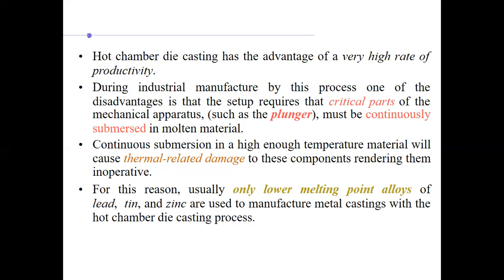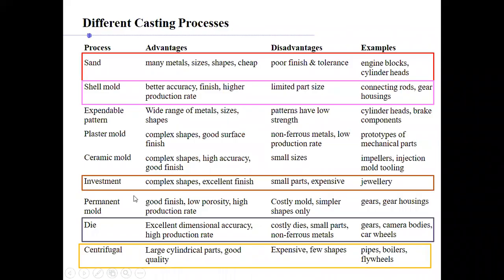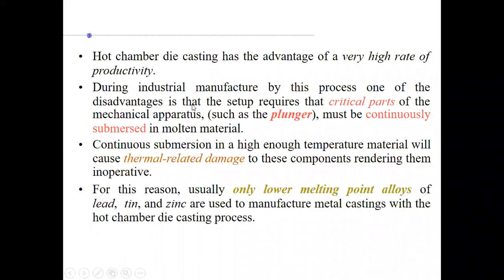For this reason, usually only lower melting point alloys of lead, tin, and zinc are used to manufacture metal castings with the hot chamber die casting process. Okay, so in hot chamber die casting, these three are used because they have a lower melting point, right? So that will not affect the plunger material a lot. Is that clear? Die casting, hot chamber and cold chamber die casting.